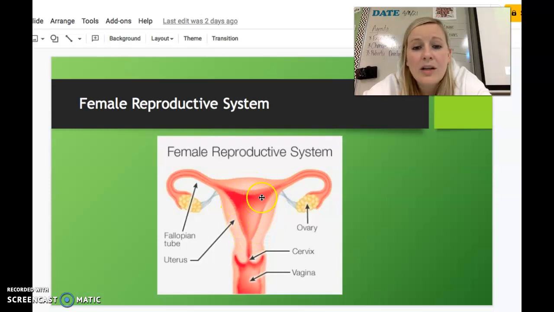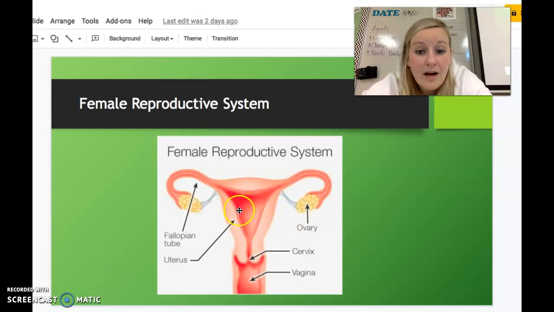uterus. So if we're looking at the female reproductive system, the uterus is where the baby is going to grow for 9 months. And it makes a lot of sense because this is the biggest area of the female reproductive system, which allows for the baby to have the space to grow.